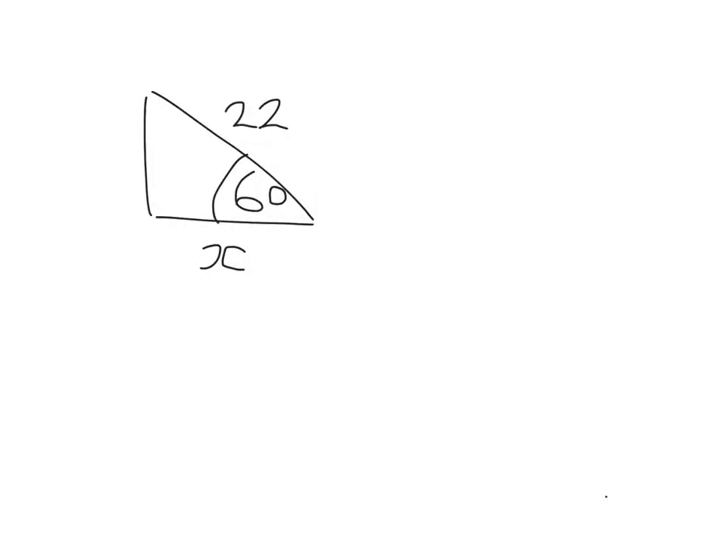So for this question here, we're trying to find x. We've got a right angle triangle. We need to firstly label our sides. So opposite, hypotenuse and adjacent. And then I need to figure out what am I using or what am I finding. So obviously I've got 22, so I'm going to be using the hypotenuse.